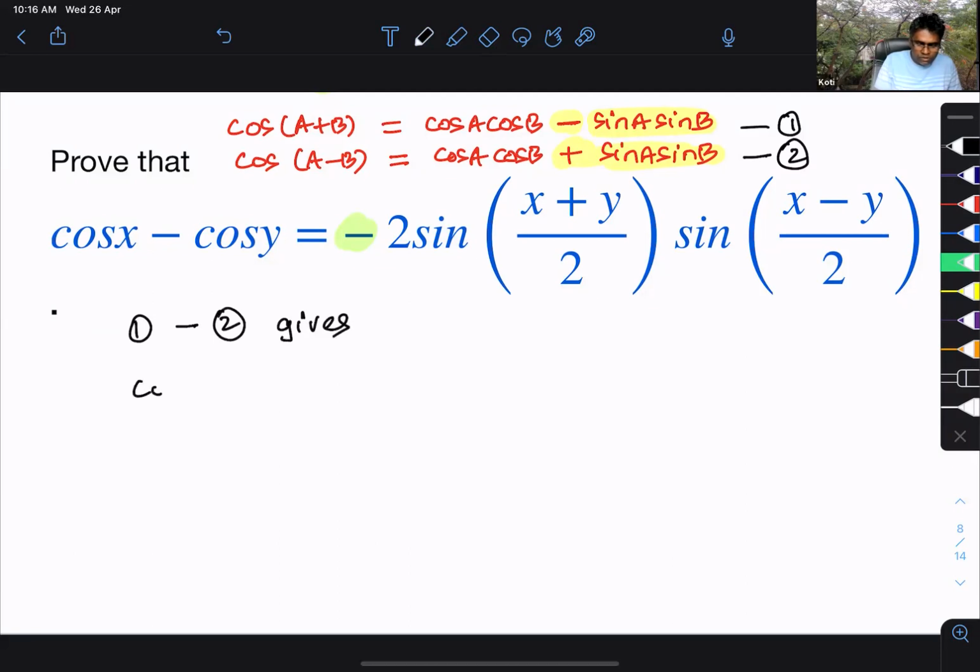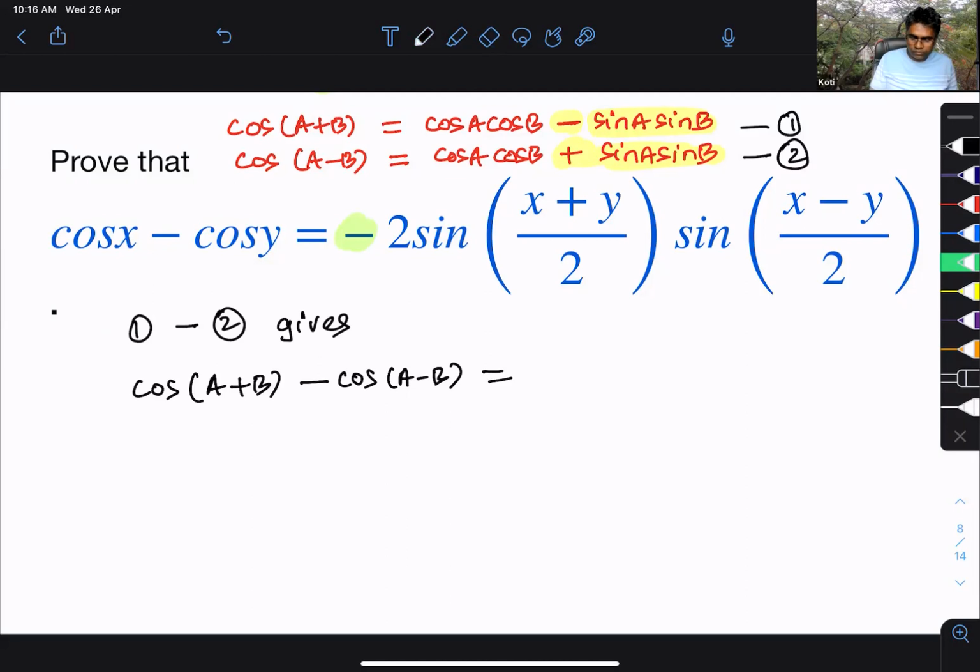So it gives cos of a plus b minus cos of a minus b. This time cos a into cos b will disappear. Okay, so that will vanish. And then you will end up having minus 2 sine a into sine b.